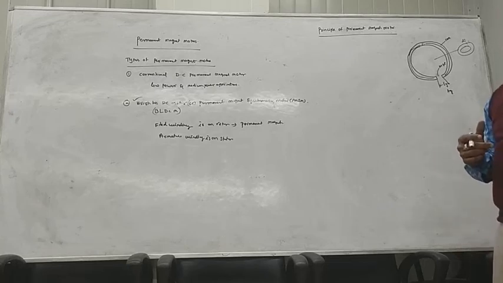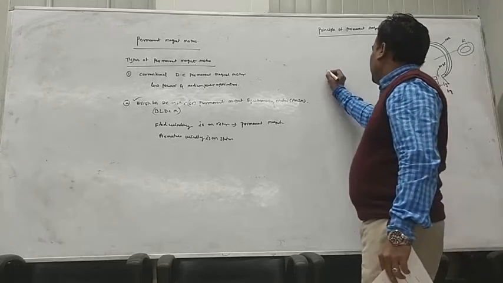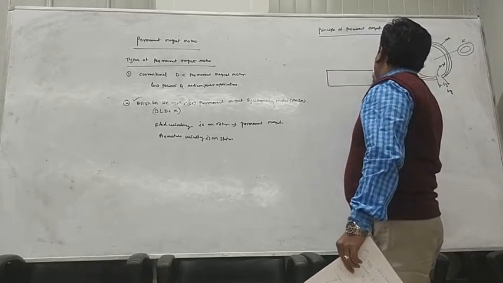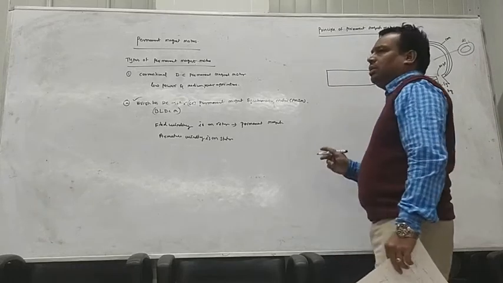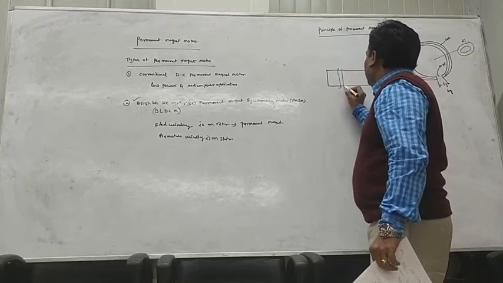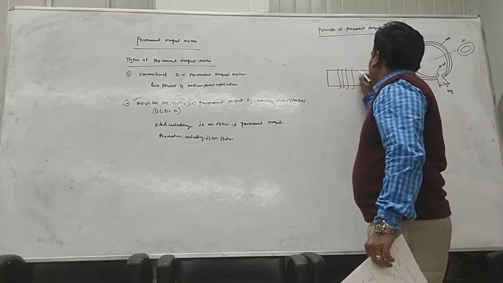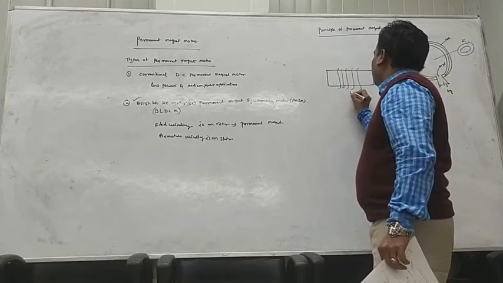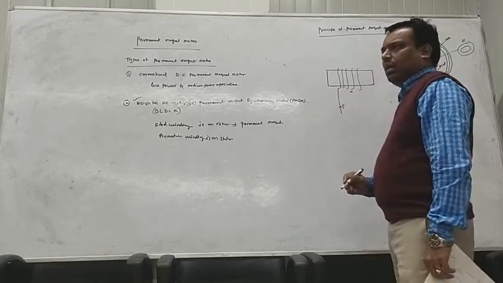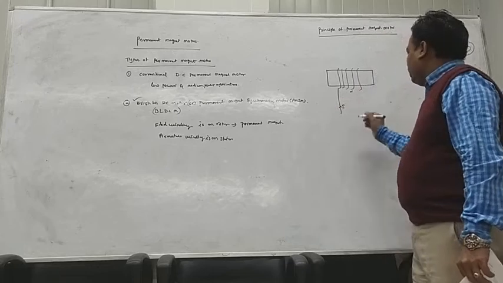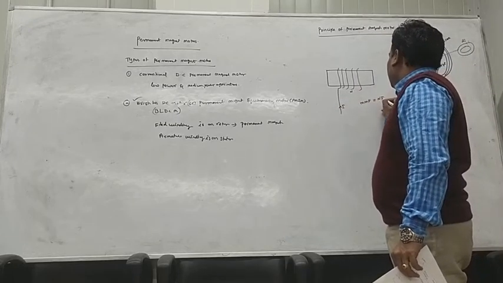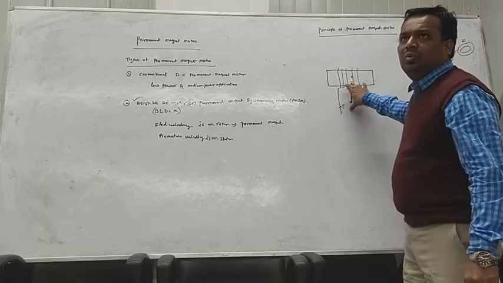As you know, consider an iron piece. If you want to make this iron into an electromagnet, you apply some field here, the number of turns, and you apply some current. Then you are giving some magnetomotive force. MMF is nothing but N into I, and this is an electromagnet.